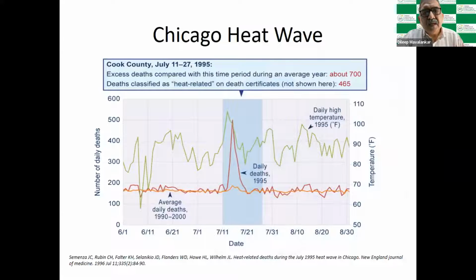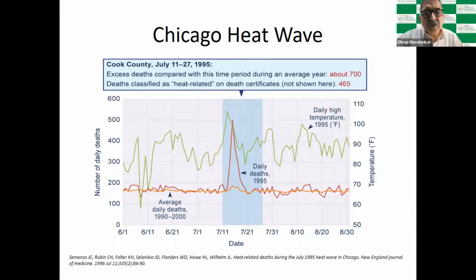The heat health and its killer potential was introduced to the world through a major heat wave in the city of Chicago in 1995. Chicago, as you know, is a very cold place. But during the week of 11 to 27 July 1995, there was a major heat wave. If you see the green line on the top, normal temperatures are 80 to 90 degrees Fahrenheit, it reached 105 degrees around 11th, 12th of July.